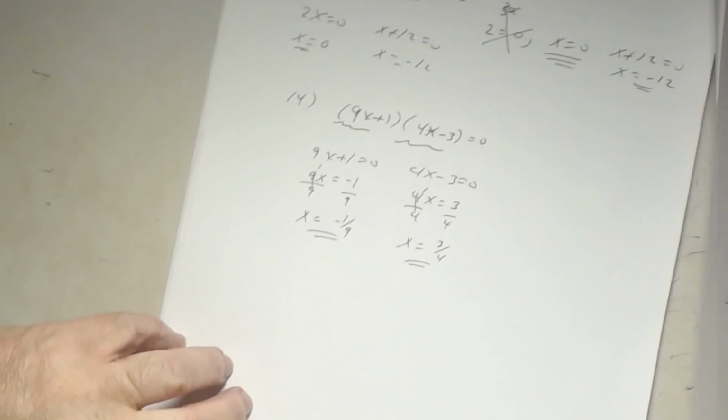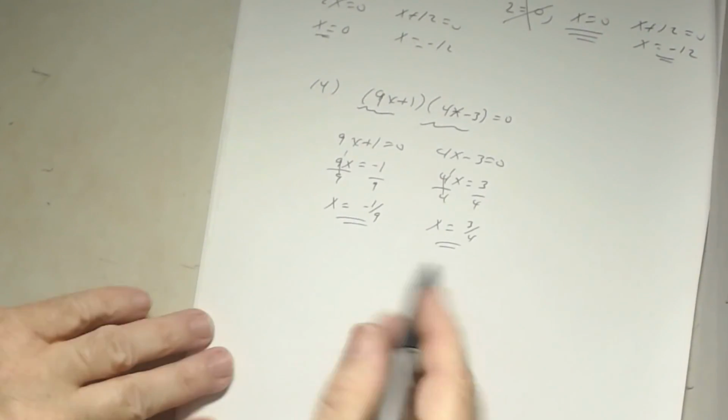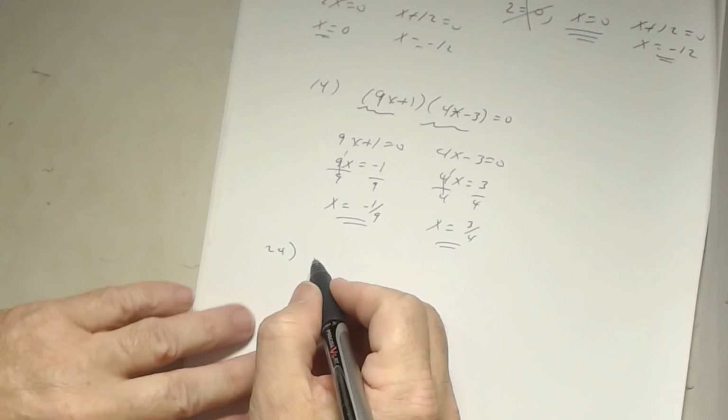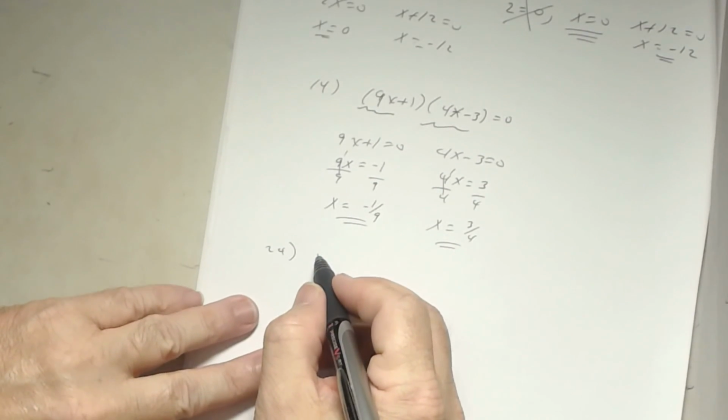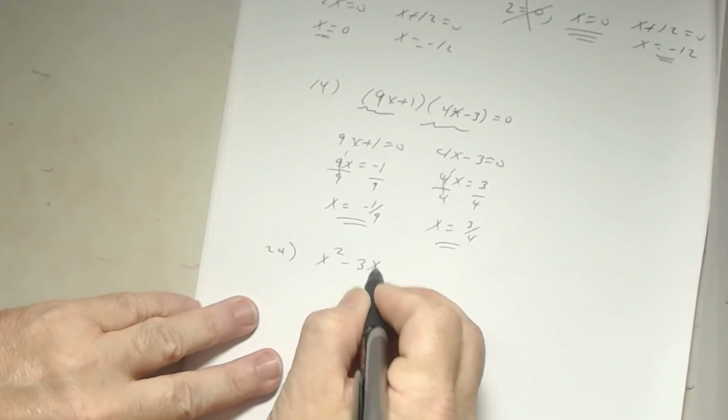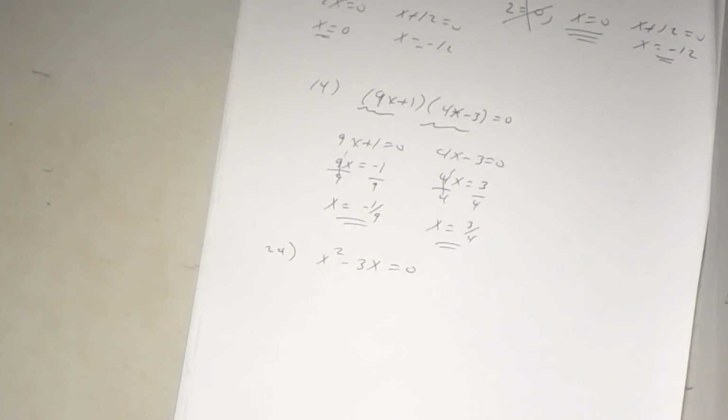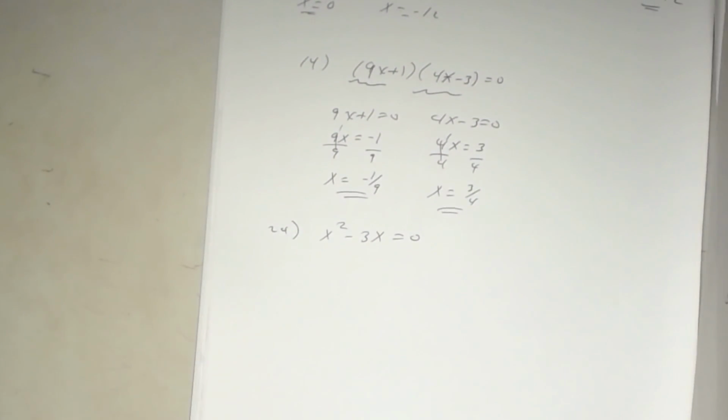Fractions. All right. Let's look at 24. You have x squared minus 3x equals 0. All right, factor by grouping. No, when you factor by grouping, you have 4 terms. First of all, is this a quadratic equation? Yes. Is it in standard form? Yes. The next step is to factor. How do you factor the left-hand side?